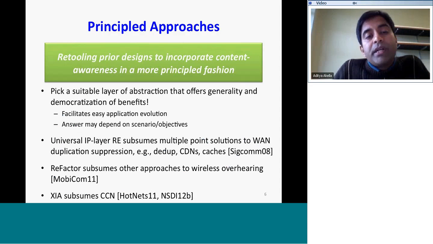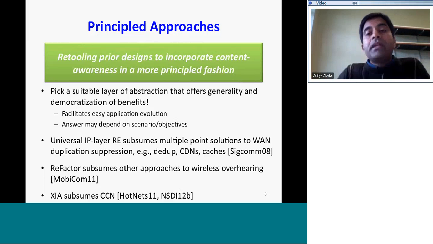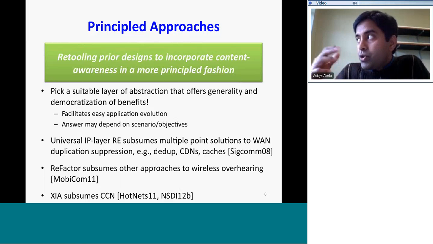And the reason it's important to figure out an answer to this question is that the right layer of abstraction at which you apply content-aware processing is key, because it enables content awareness to be general and be able to benefit a large class of applications and democratize the benefits across a large class of applications. And also a careful choice of the location and how you apply content awareness is important, because it is crucial to enable applications to evolve. And I'm going to show you some examples, hopefully, of how that could happen.